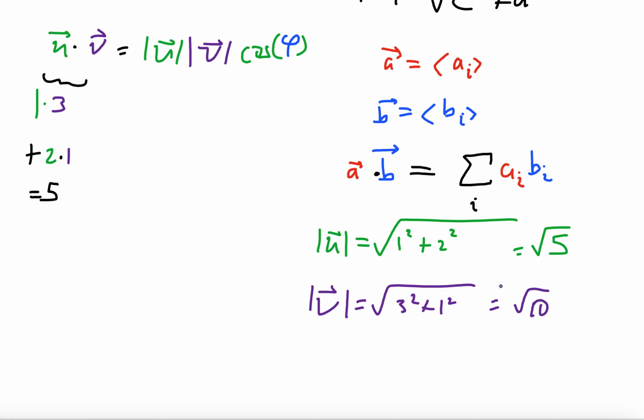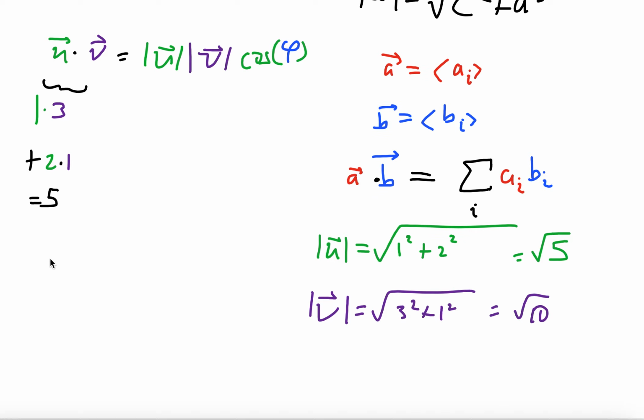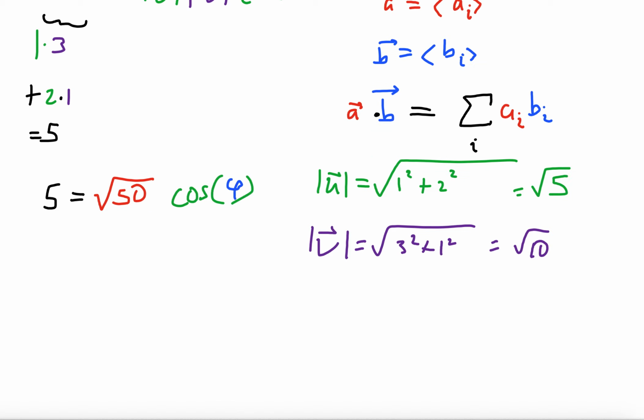And so multiplying this together, we get that 5 is equal to the product of these two, which is going to be root of 50, all right? So we have root of 50 times the cosine of our angle phi, okay? And now all we have to do is isolate for phi. So that means that cosine of phi is going to be equal to 5 over root 50 by dividing by root 50.